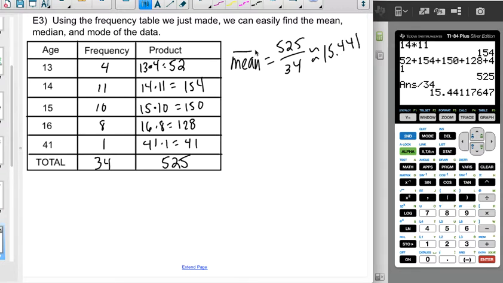15.441. And that's not super surprising, because if you notice, the two numbers that we have the most of are 14 and 15, right? But my 41 is going to drag that average up significantly because it's a lot farther up than the other numbers.